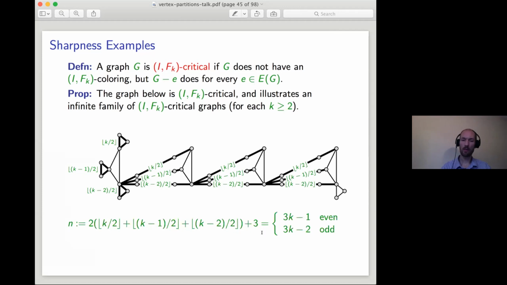And the quick way to think about that is, for a minute, ignore the floors. So if you ignore all the floors, then these 2's cancel with these over 2's, and you just get k plus k minus 1 plus k minus 2 plus 3. And so it works out to 3k. And then when you go back and look at the floors, when k is even, you just lose 1 to the floor here in the middle. And when k is odd, you lose 2 to the floors on each of the ends. So that's the 3k minus 1, and 3k minus 2.